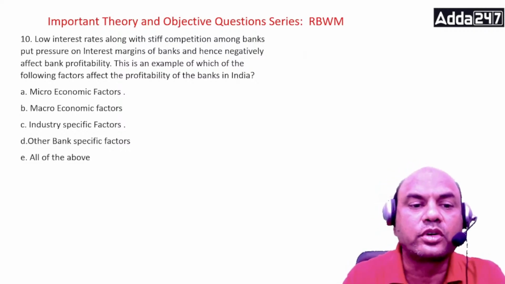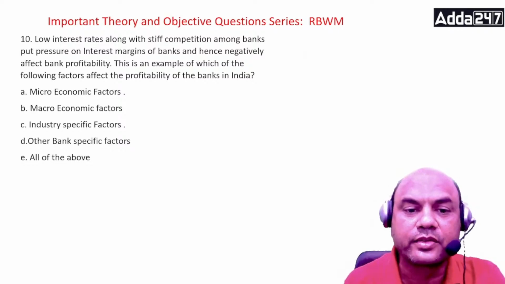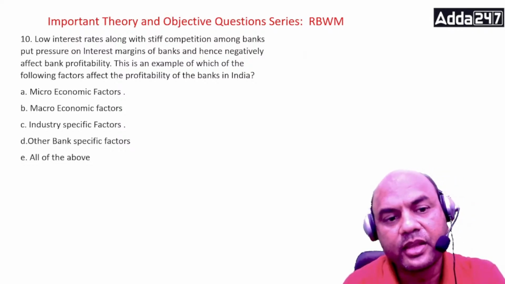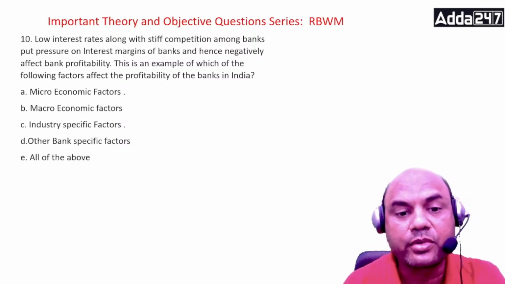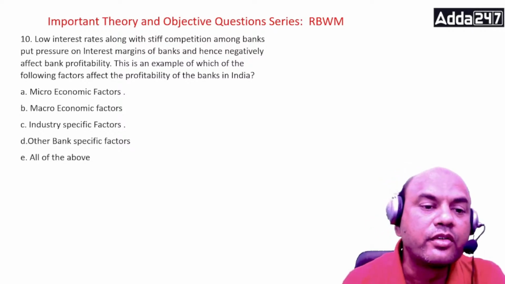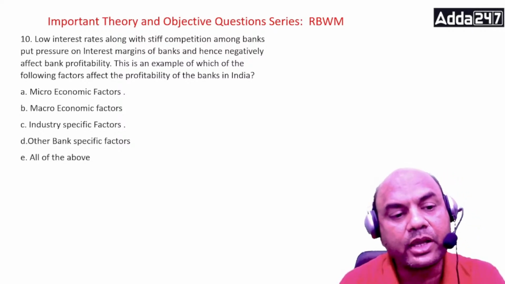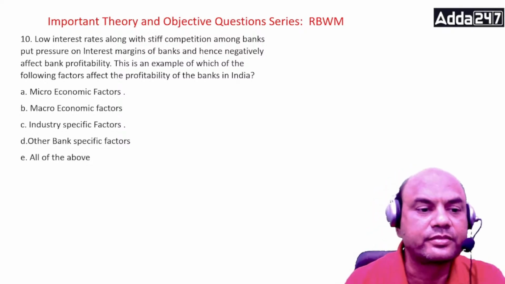Low interest rates, often with stiff competition among the banks, put pressure on the interest margin of the banks and hence negatively affect the branch profitability. This is an example of which of the following factors which affect the profitability of the bank. So, which of the factors will affect the profitability of the bank? Microeconomic, macroeconomic, industry specific, other bank specific.